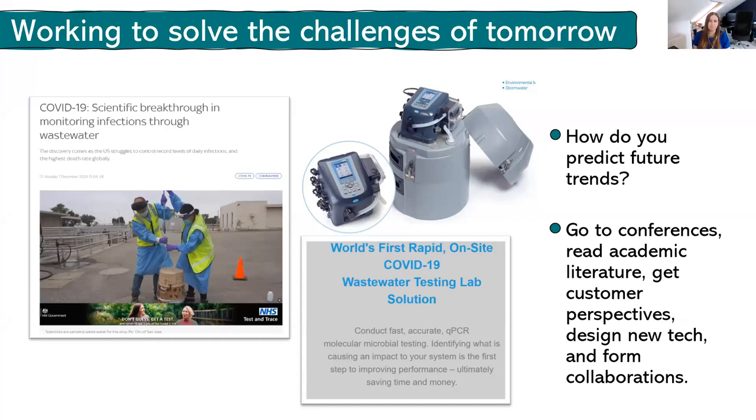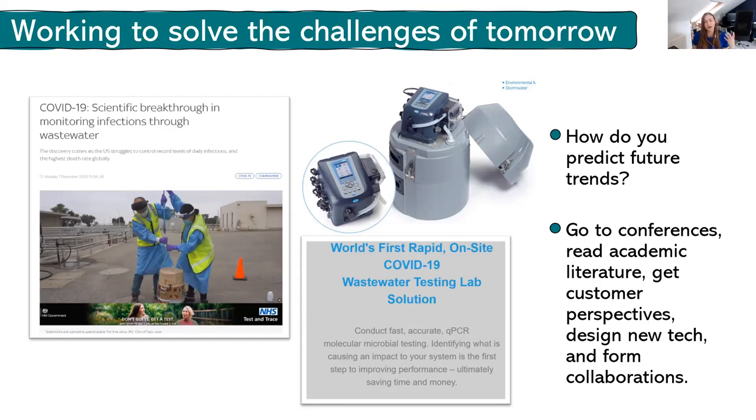science with my team. One of the cool bits of science that Hach Company have recently come out with is around the fact that during the COVID-19 outbreak, we found that infections of COVID-19 can be monitored through wastewater. And Hach, in collaboration with Lumen Ultra, another company, have found a way to provide the world's first rapid on-site COVID-19 water testing solution. So that's some of the work that Hach Company do.